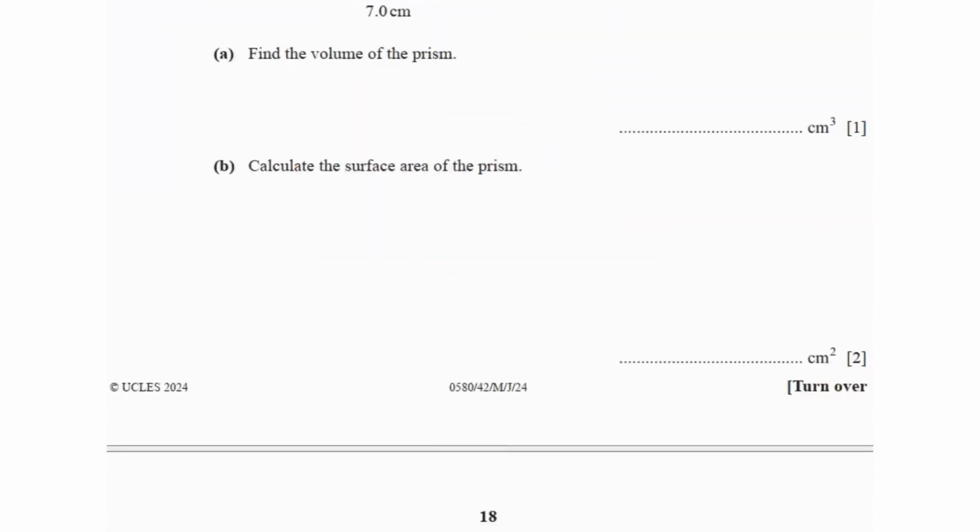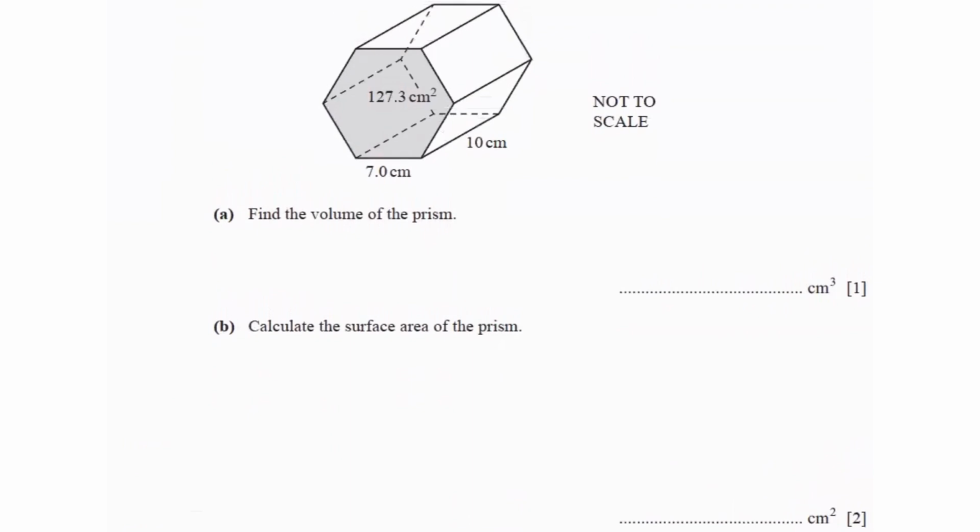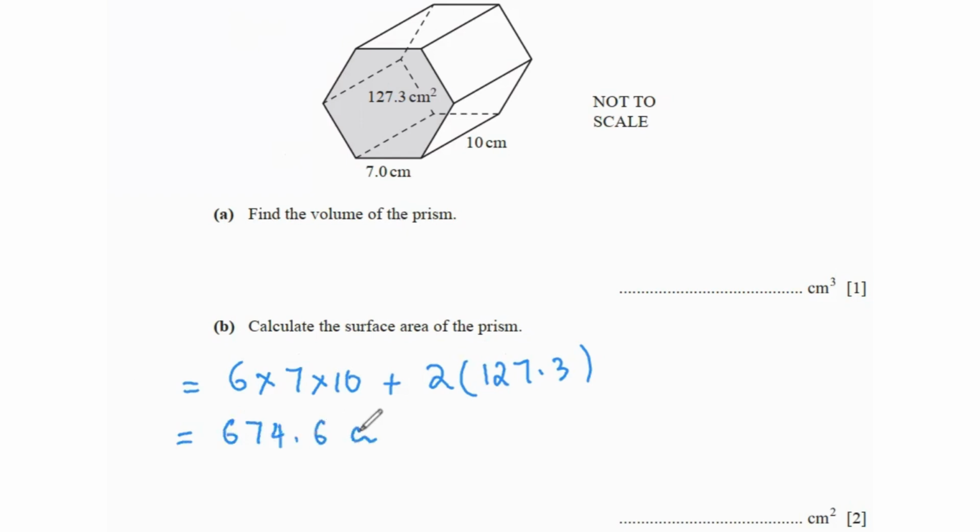Let's just calculate the surface area of the prism. So for the surface area, find the area of these rectangular faces. So that's going to be 7 by 10. So there's 1, 2, 3, 4, 5, 6 faces. 6 times 7 times 10 plus 2 times 127.3. And that is going to give us 674.6 centimeters squared.